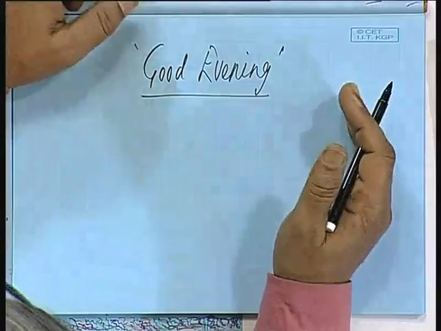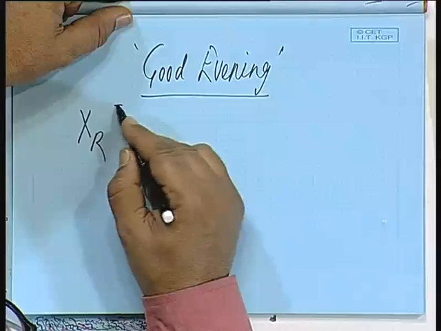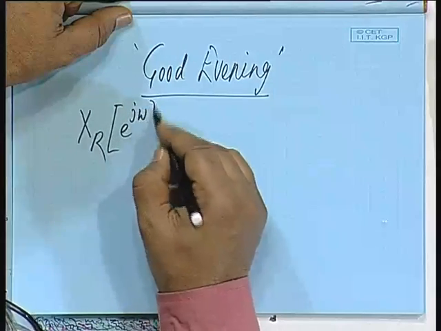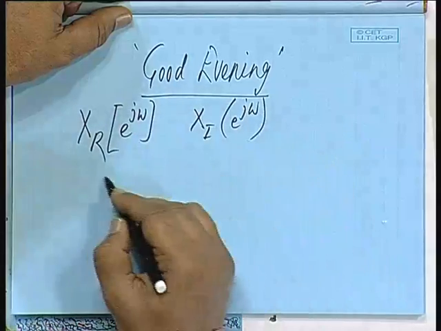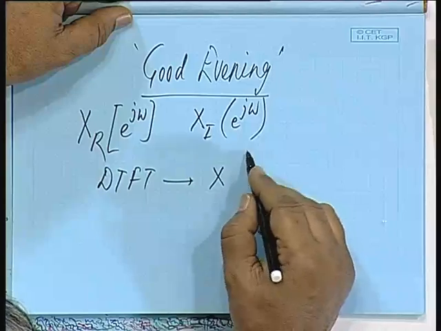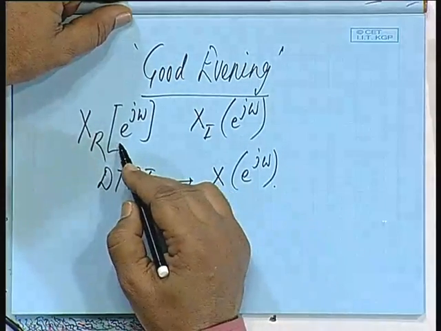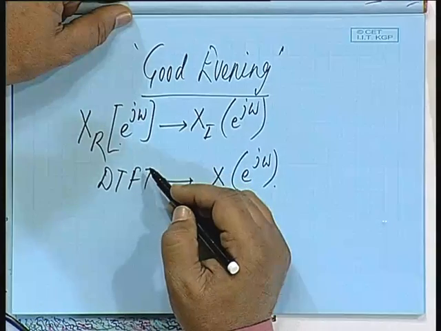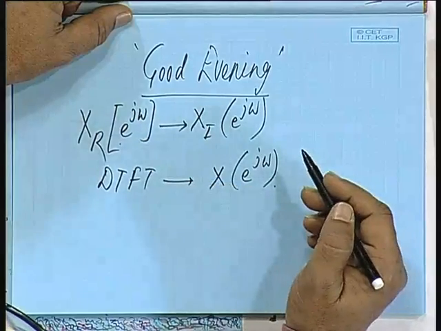Good afternoon, friends. Last time we discussed the relationship between two transforms, the real part and the imaginary part of the DTFT, that is X(e^{jω}). That means, if the real part is given, how do you determine X_I, the imaginary part, or given the imaginary part, how do you compute the real part, all right.